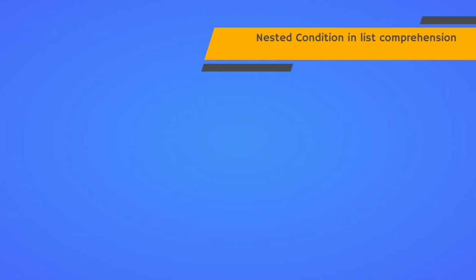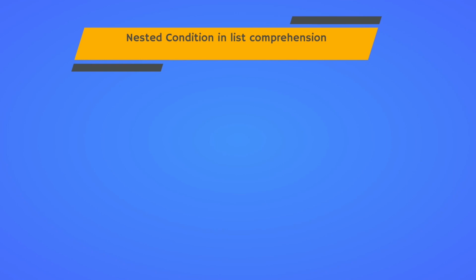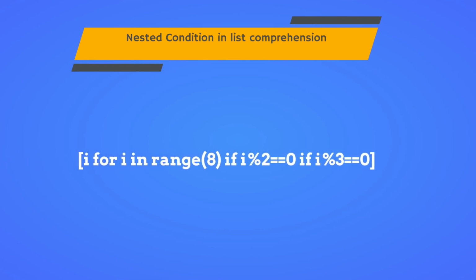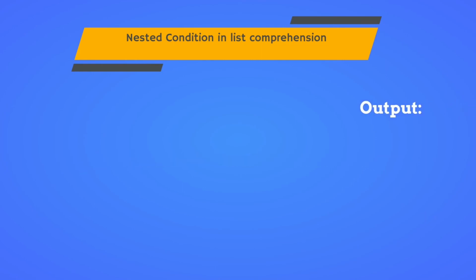You can also use nested conditionals, i.e., nested ifs and if-else, with list comprehension in Python. Let's look at examples for that. And its output is.